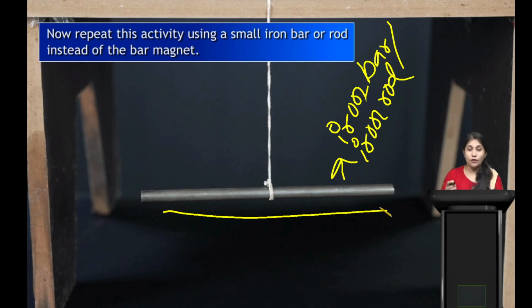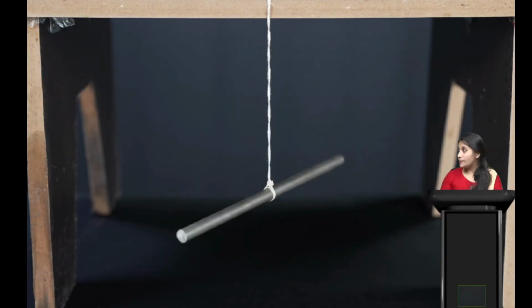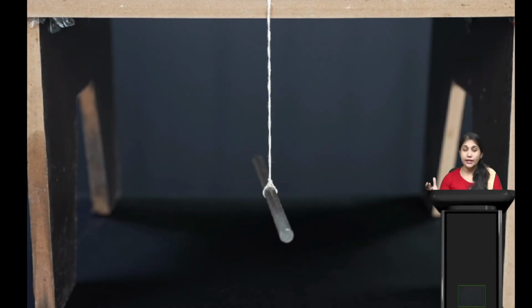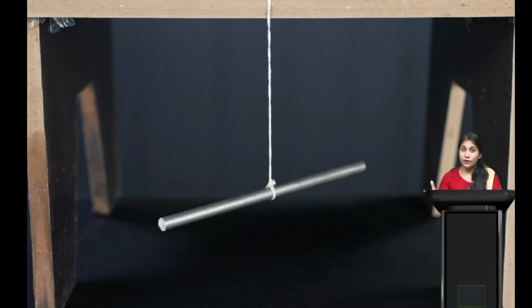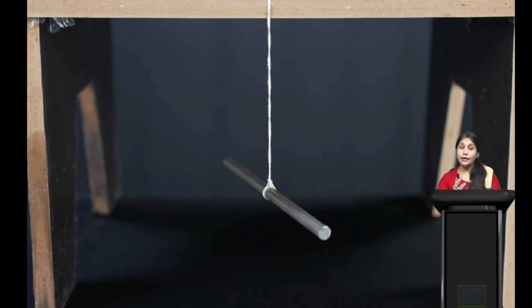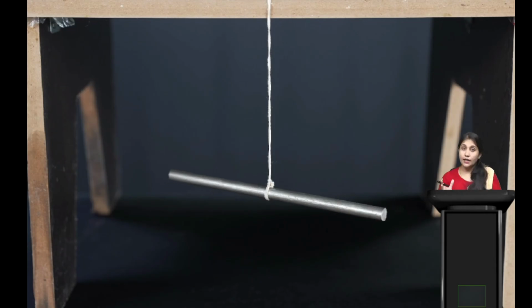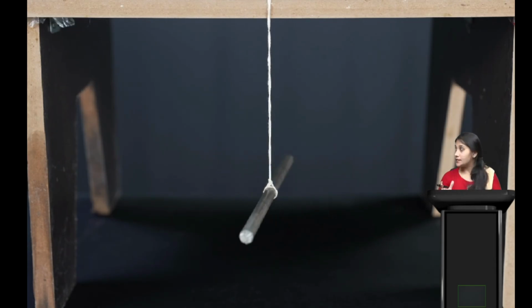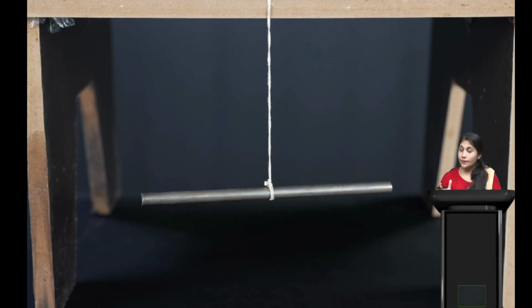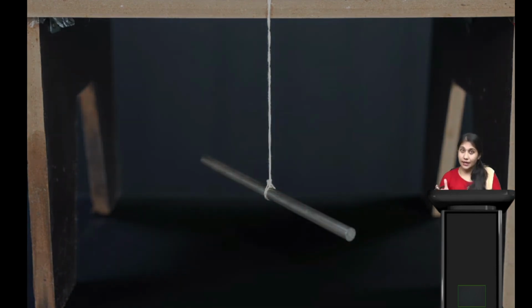So we can call this one an iron bar or iron rod. We will perform the activity with this iron bar. Again we have given a gentle push to this iron rod, and we will wait for the time when the iron rod comes to its rest position, and then we will observe in which direction it comes to rest. See, now also it's rotating. After some time it will come to its rest position.